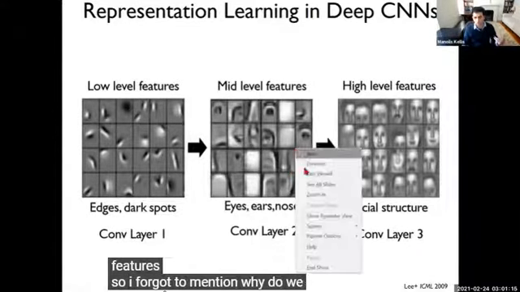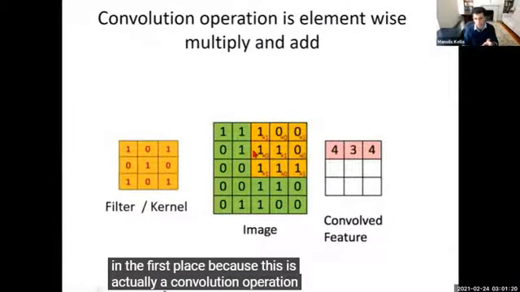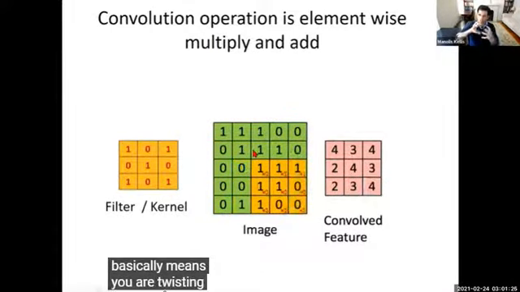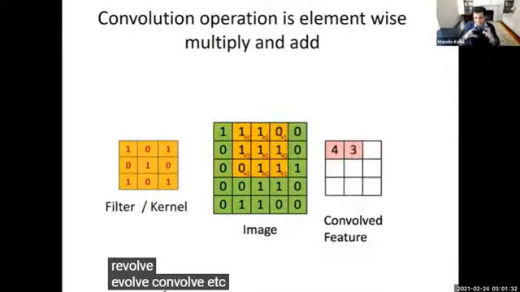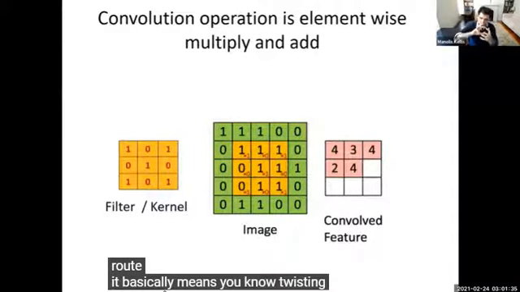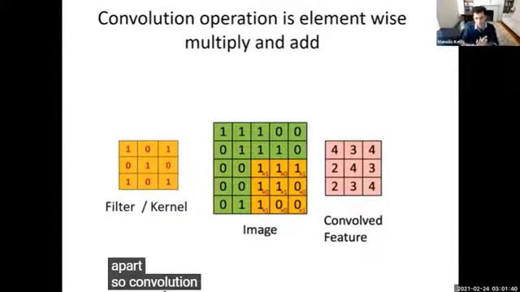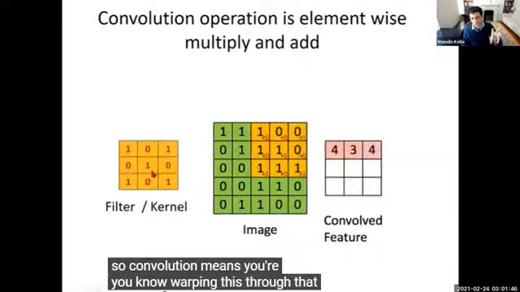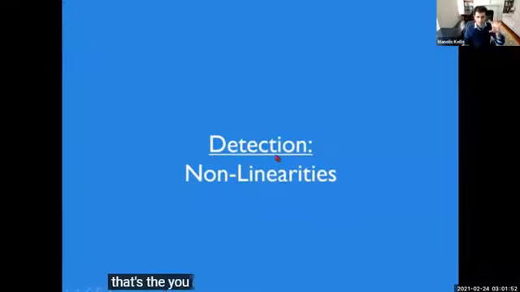So I forgot to mention, why do we call them convolutional in the first place? Because this is actually a convolution operation. Convolving basically means you are twisting together two things. So revolve, evolve, convolve, etc., are all the same root. It basically means twisting one into the other. And then deconvolution is taking them apart. So convolution means you're warping this through that filter. Okay. So that's the next task, basically. So learning these convolutional filters.